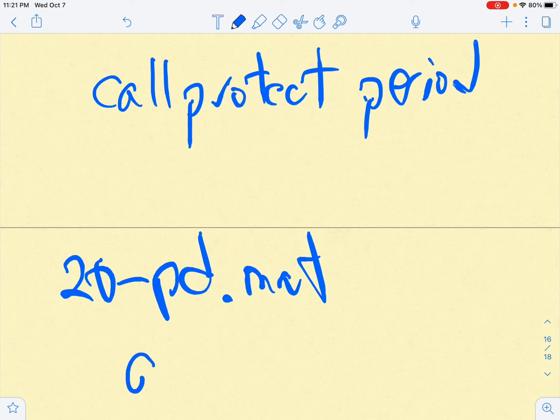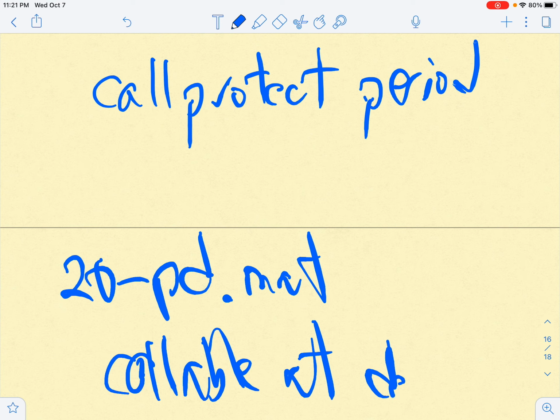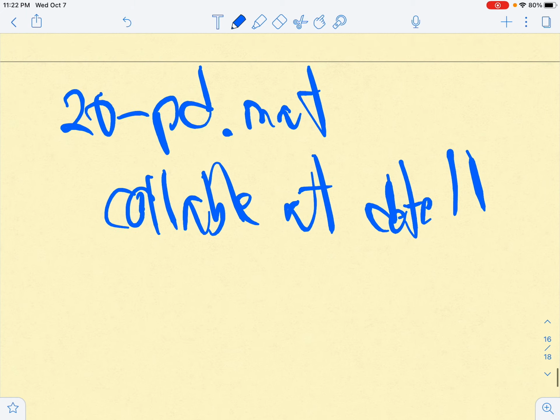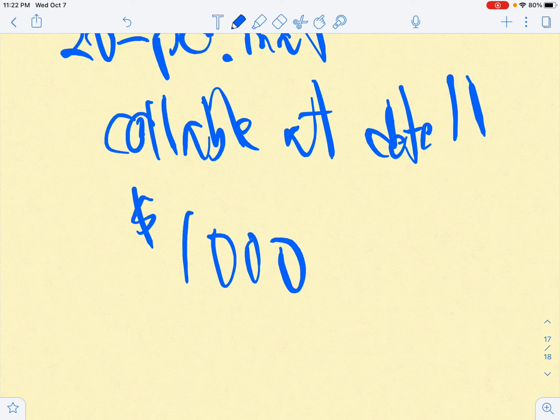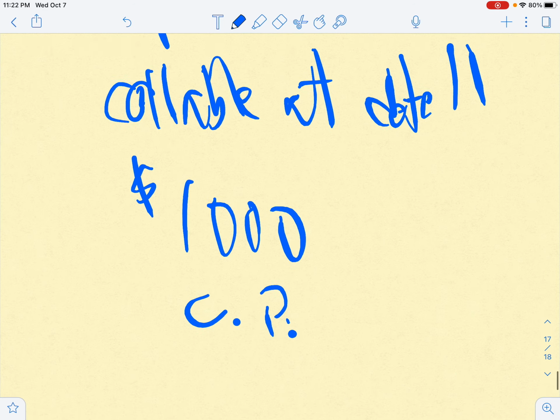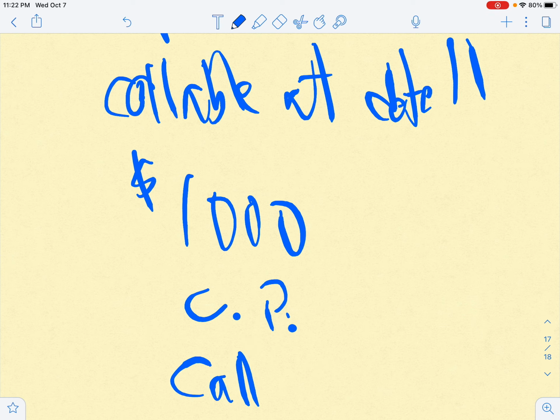All right, so let's say a bond has a 20-period maturity. Maybe the bond is callable at date 11. Bonds are usually callable only on coupon payment dates. So this is a little more, it's half its life, it's call protected. Then the first time it could be called is date 11. And when the bond is called, what the investor will get will be the $1,000 maturity value, plus the coupon payment due on that date, plus something referred to as a call premium.